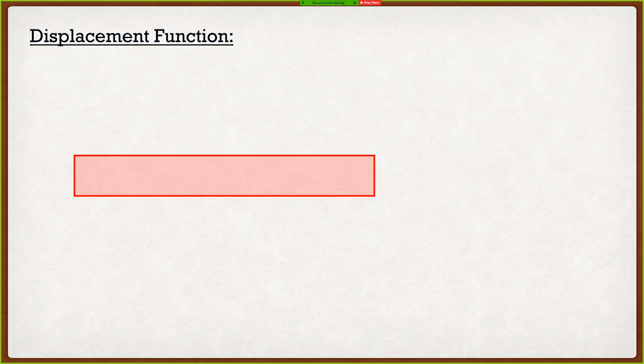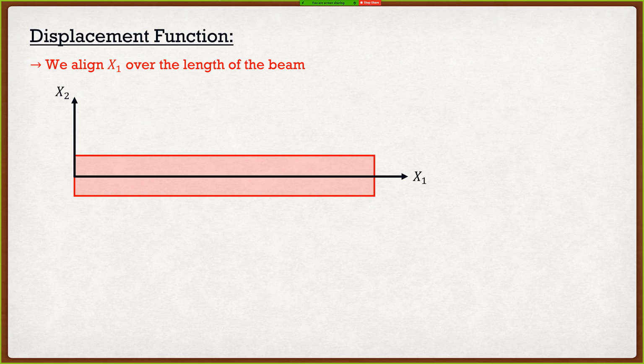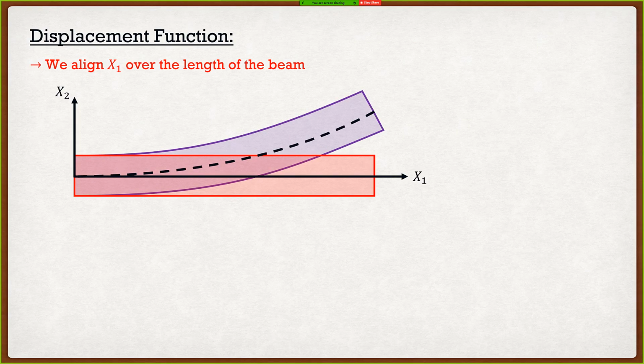The first thing that we're going to do is define a certain axis. We're going to align the x1 axis over the length of the beam, and then the x2 axis is the one that's going to be vertical. Now we're going to place a load on the beam, and the beam is going to deflect.